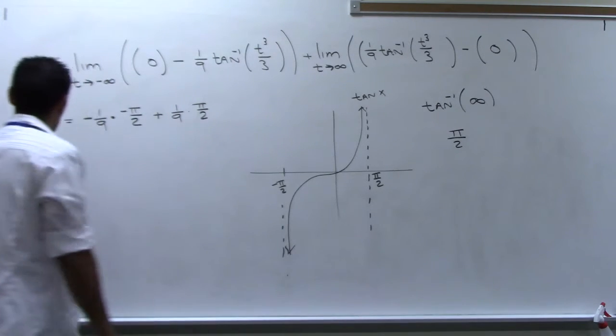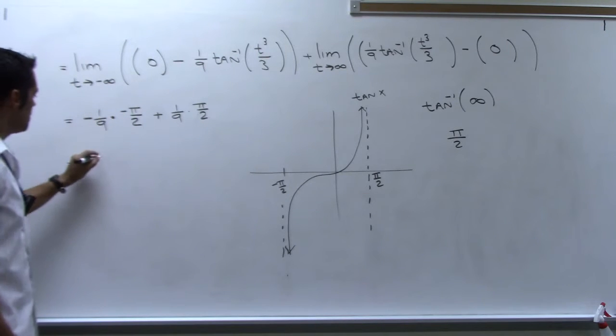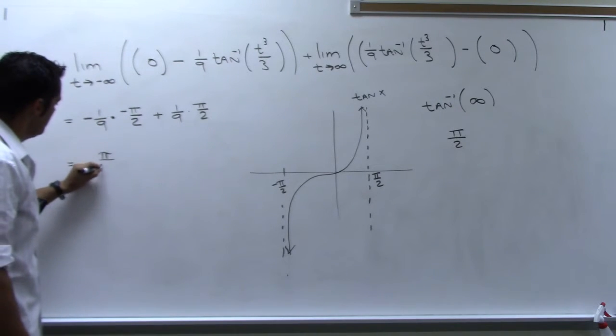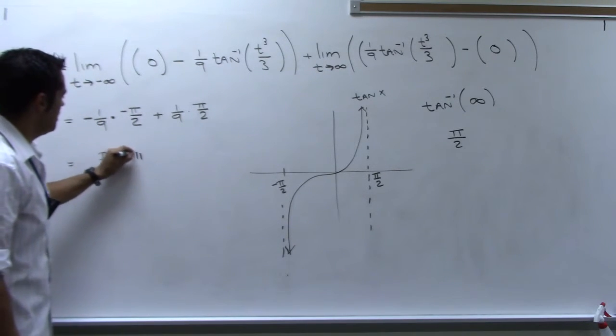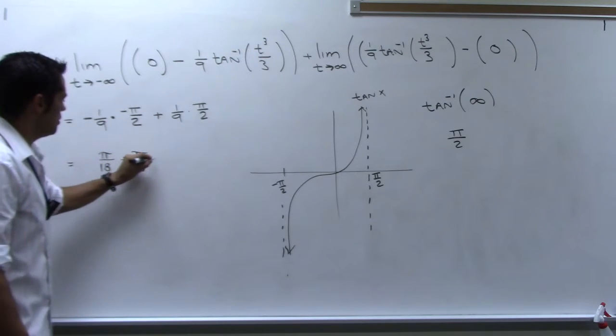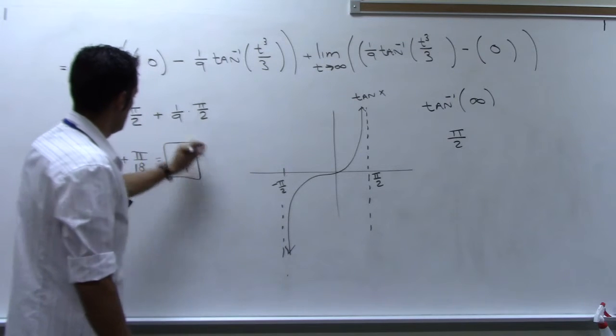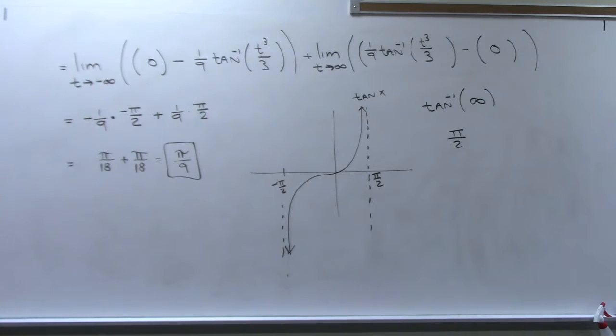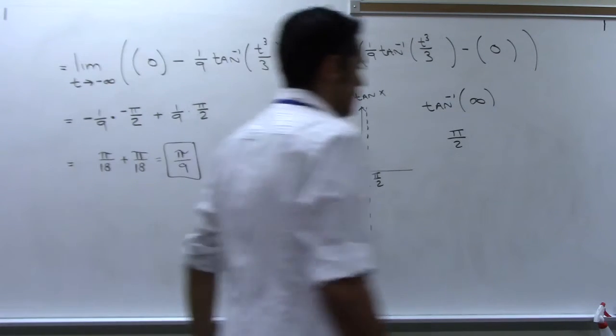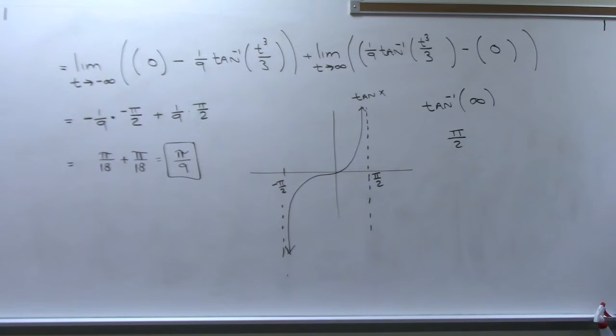And when you put these two together, these two negatives multiplied by positive, you get pi over 18 plus pi over 18, which is 2 pi over 18, which is pi over 9. So the area is pi over 9. I don't remember that being the answer, but it is. Okay.